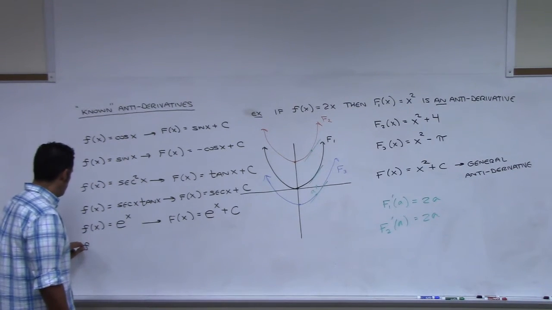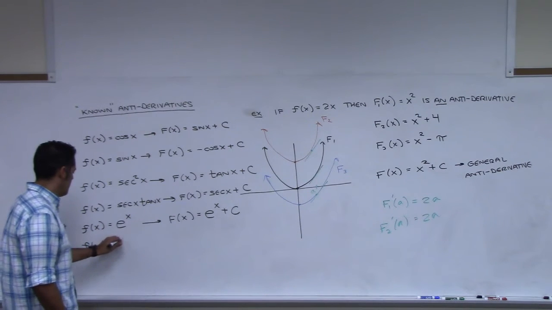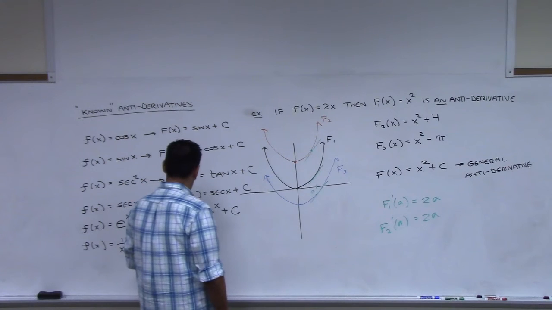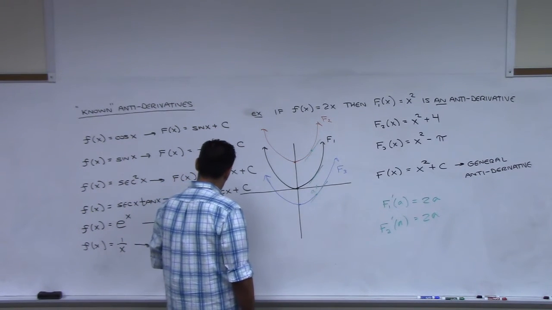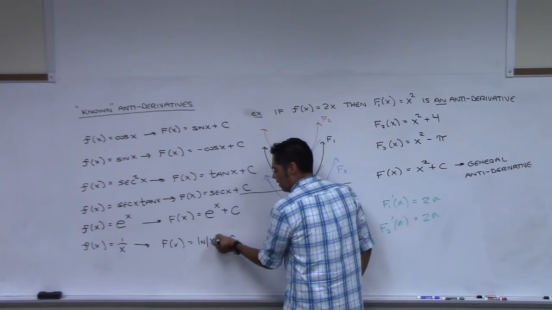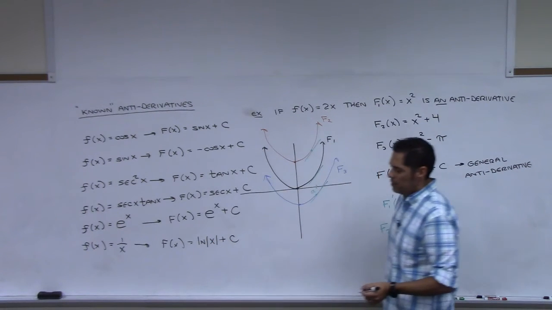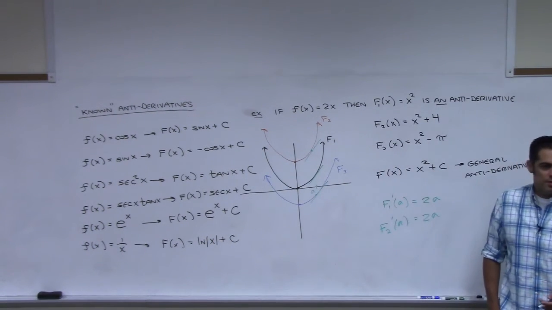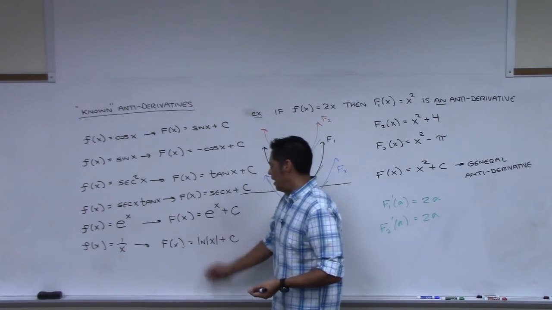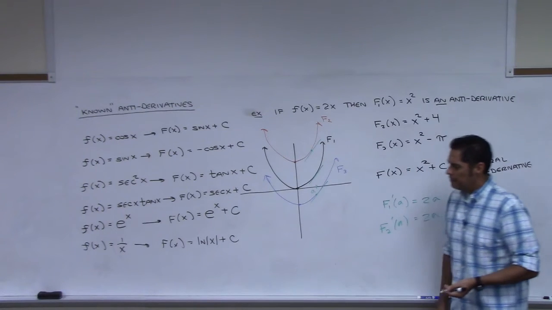So if I ever see 1 over x, I know that that is ln x plus c. Now your book is most likely going to put absolute value around the x when you do an antiderivative because of domain restrictions on the log function, you can't plug negatives in. So you may see that in your formula sheet.